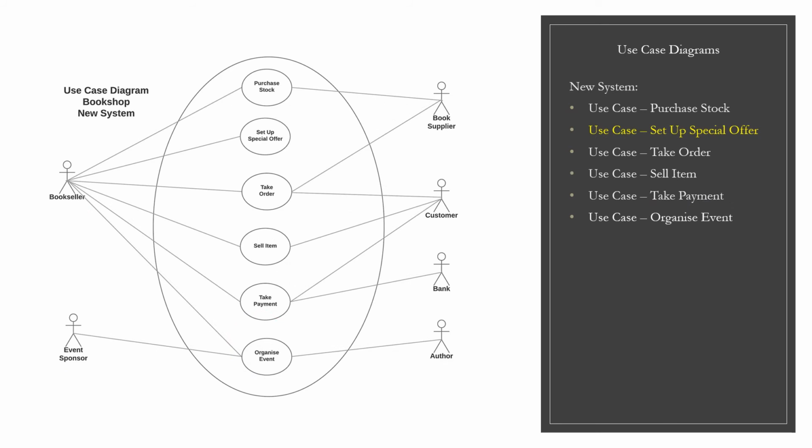For the requirement set up special offer, I've added a use case here towards the top, and I've assumed for now that the only actor involved with this use case is the bookseller. So I've shown a single association between the two as shown here.